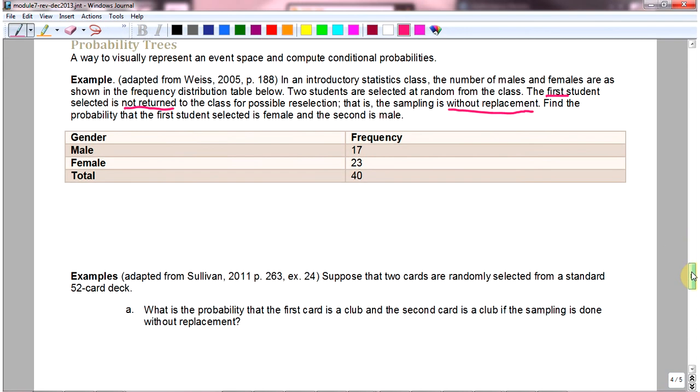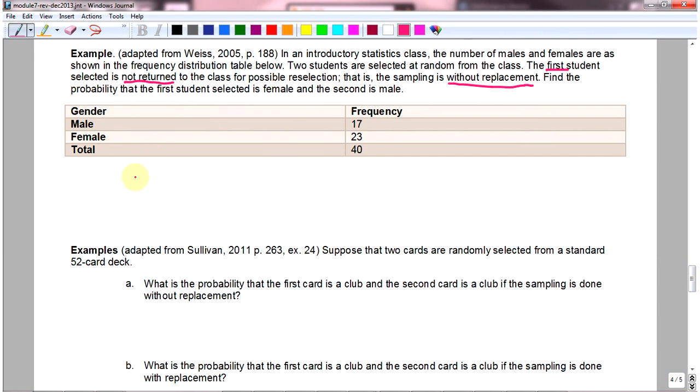Well, using a probability tree to illustrate this, we start off with the first possible selection. Okay, the student's going to be either male or female. Well, what was the probability that the first student chosen was male? It would be 17 out of 40.